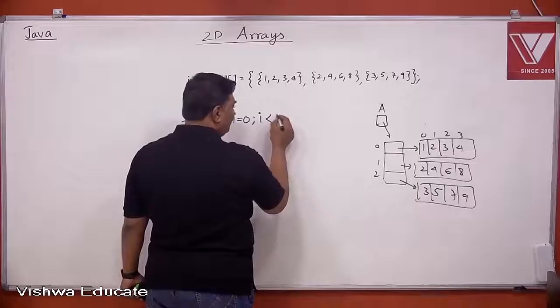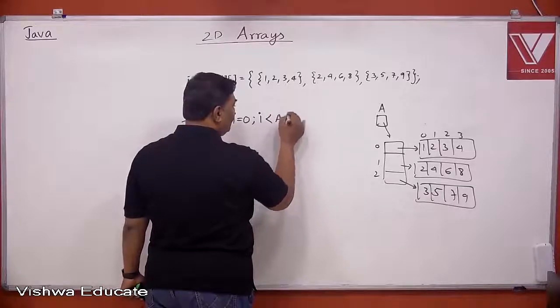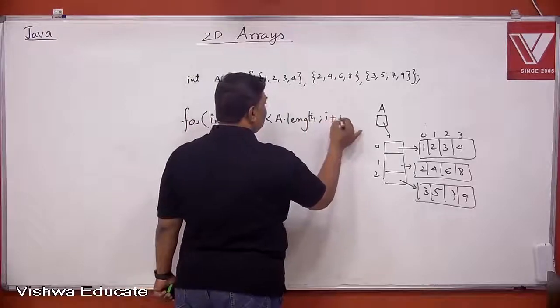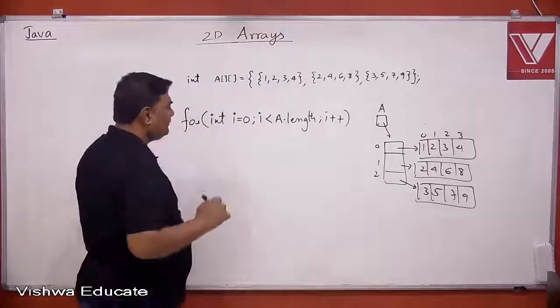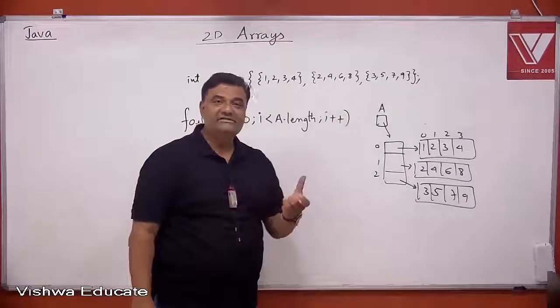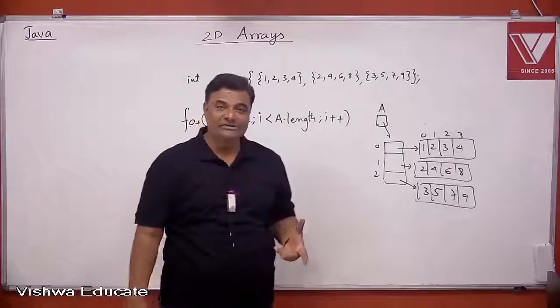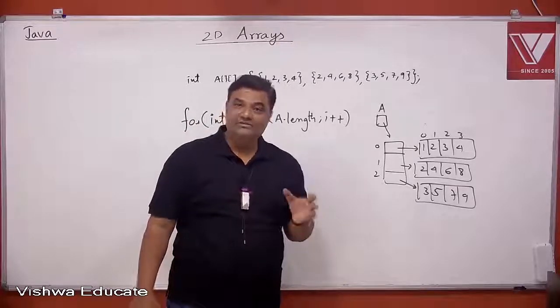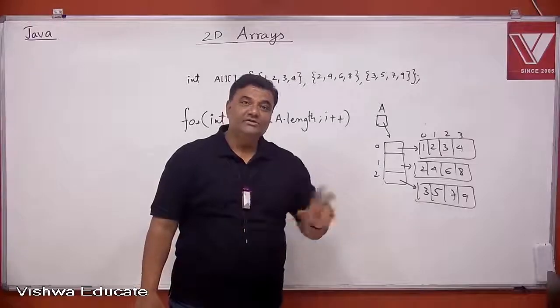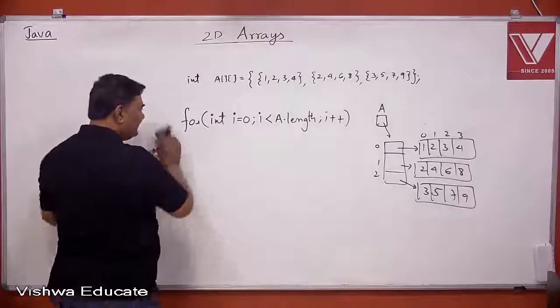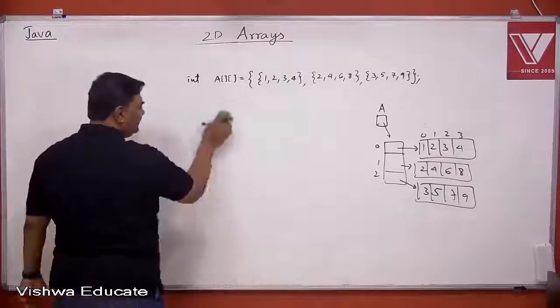Then a of a dot length. This is for this one. Now, before writing, one thing I want to show you: this is a two-dimensional array. For accessing a single dimension array, how many loops are required? Just one loop, right? And for accessing a two-dimensional array, we need two nested for loops. So I will erase this and write it again to show you in a simple way.